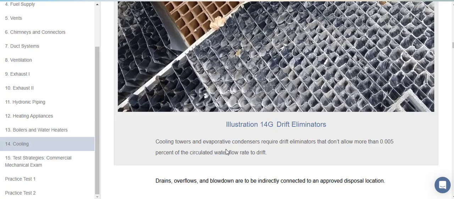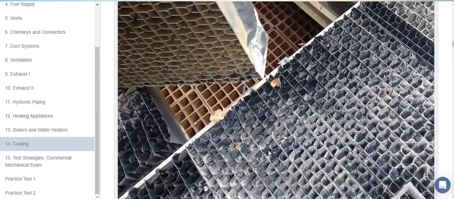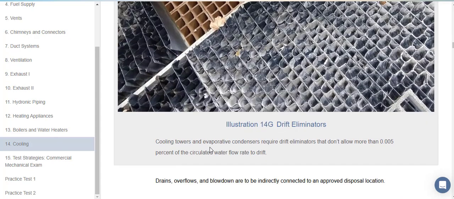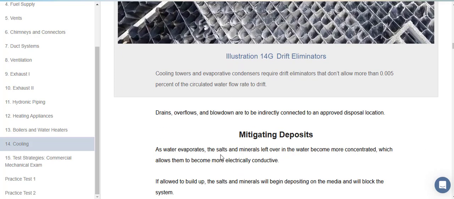Illustration 14G, drift eliminator. Cooling towers and evaporative condensers are required to have drift eliminators that don't allow more than 0.005% of the circulated water flow rate to drift. Drains, overflow, and blowdown are to be indirectly connected to an approved disposal location.